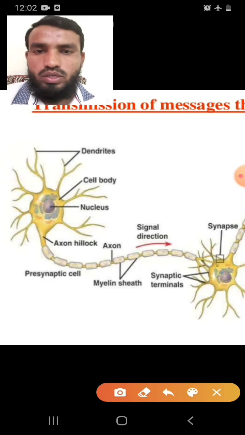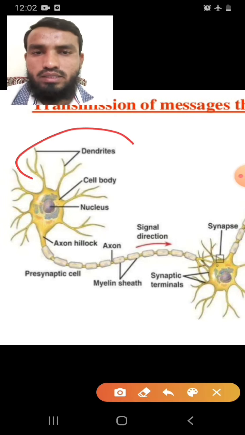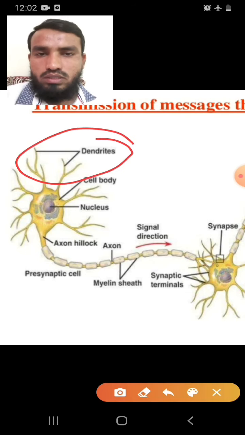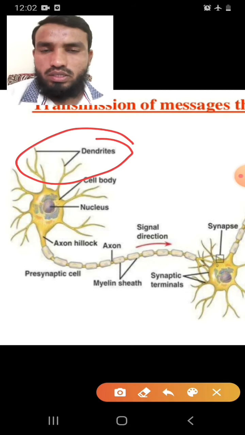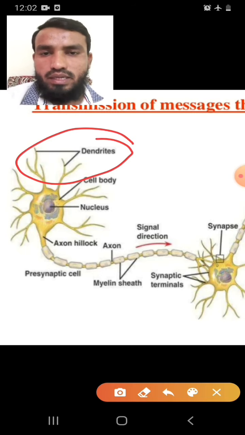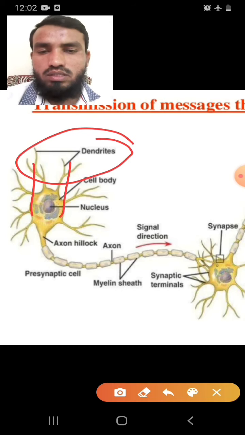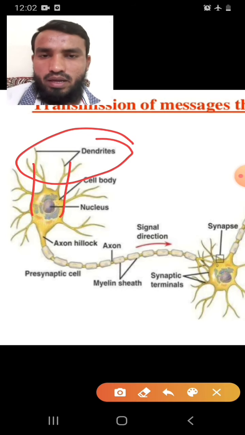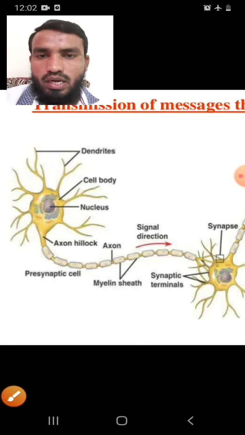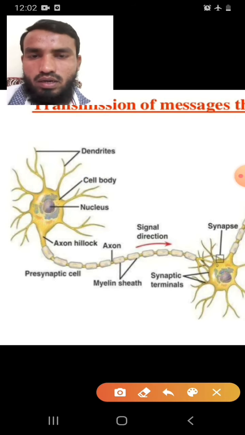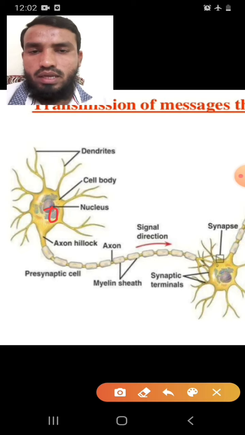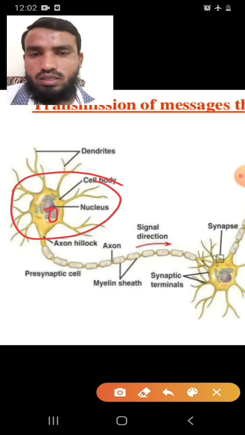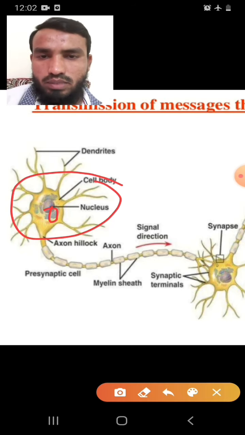So as I told you, this is the dendrite, and this part is attached to our sense organ. Here the information, whatever the stimuli are there, is detected by the dendrites, and the dendrites convert this information into impulse form, right? And now this is the cell body. The cell body consists of the nucleus. This is the nucleus, and this is all the cell body, having the cytoplasm and nucleus.